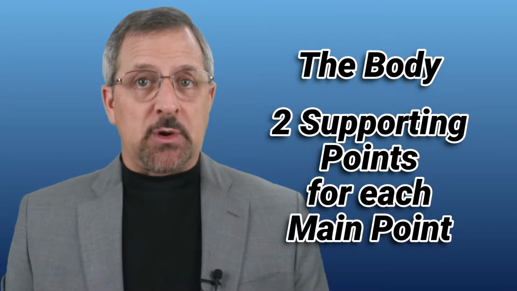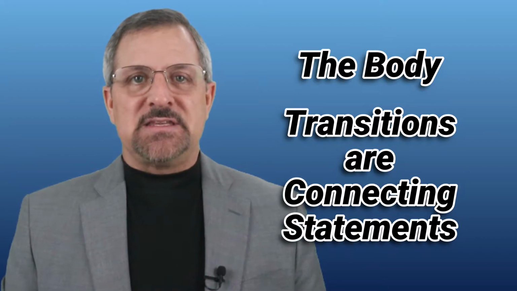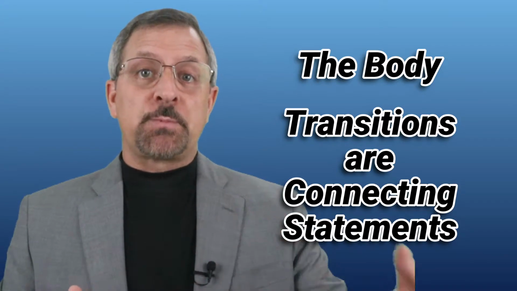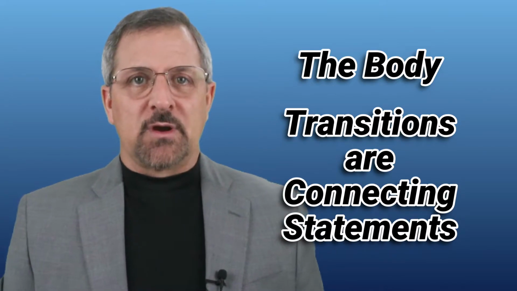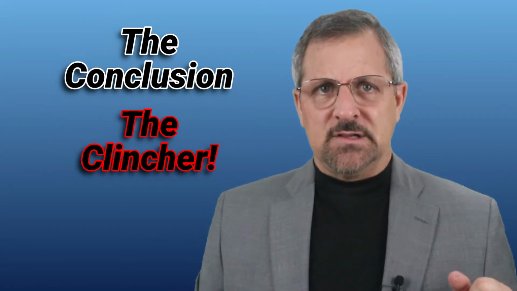In the body of the outline, there are generally at least 3 main points, with at least 2 supporting points for each main point. There are also transitions that are needed in between ideas and main points to maintain a smooth progression and a proper flow of your work, and a conclusion that includes a review of your main points and a final closing statement, the clincher.